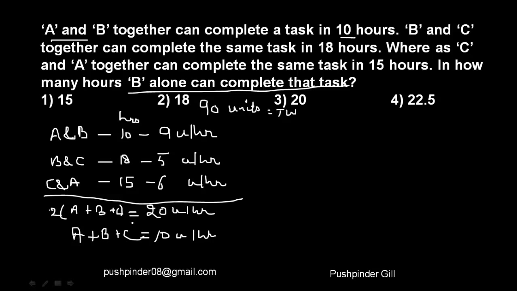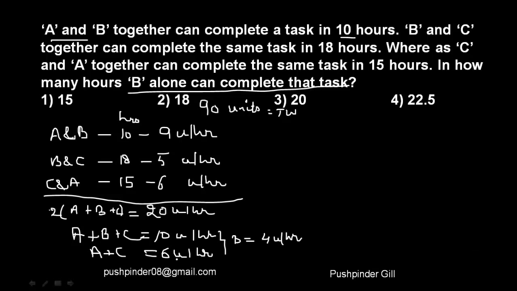It's coming from C, right? So let's talk about B now. A and C are able to finish 6 units every hour. So let me just write it down here. A and C are able to finish 6 units every hour. And A, B, and C are able to finish 10 units every hour, which means that B must be finishing 4 units every hour, right?